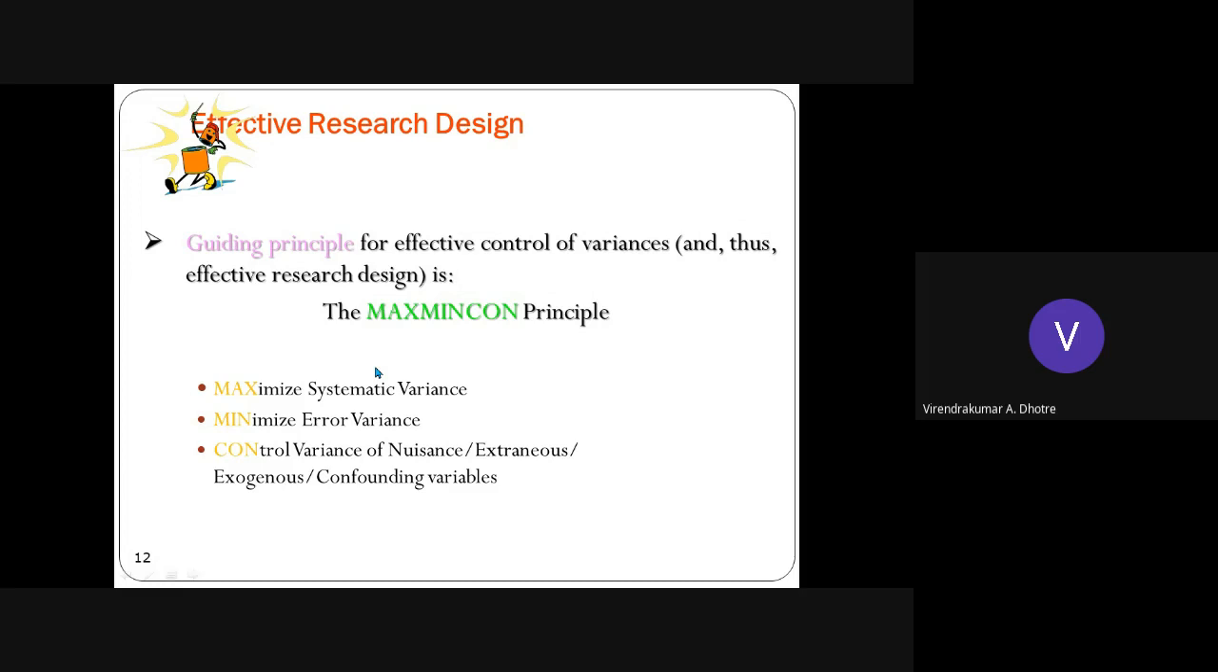So minimizing error is trying to minimize error, which is getting introduced when we do the process. So maximize systematic variance and minimize error variance and control the variance of noise, extraneous, exogenous, and confounding variables. So if you implement this max min con principle, definitely we can say that it is a good research design. Not only good research design, it is effective research design. So this is the guiding principle.